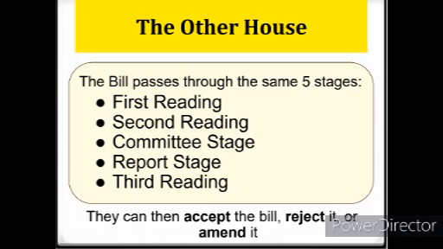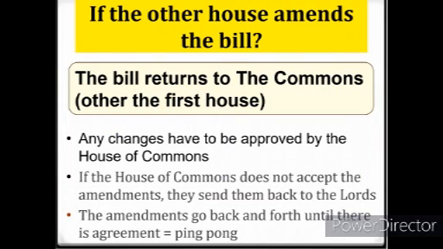So in the other House, after it's gone through those same 5 stages, the other House can accept the bill, they can reject the bill, or they can even amend it. If the other House amends the bill, it has to return to the first House, and any changes that have been made have to be approved by the first House. And if that House doesn't accept the amendments, it has to be sent back.